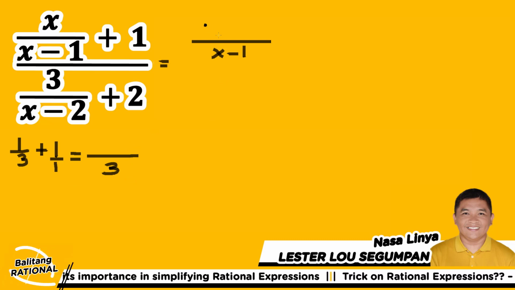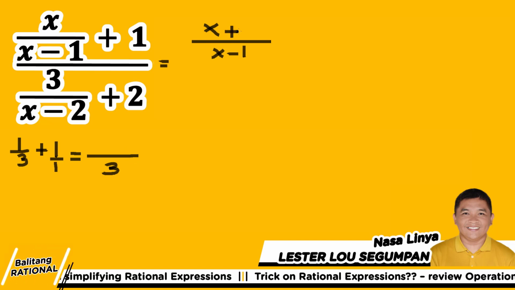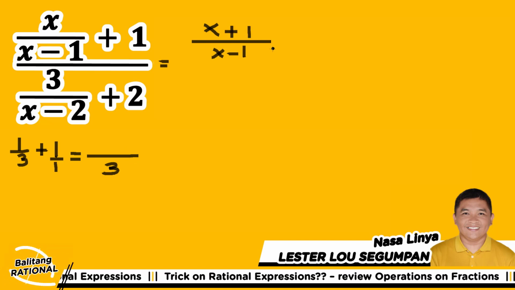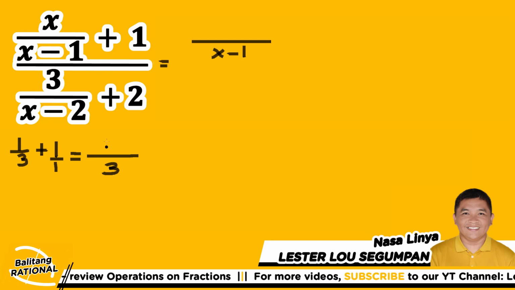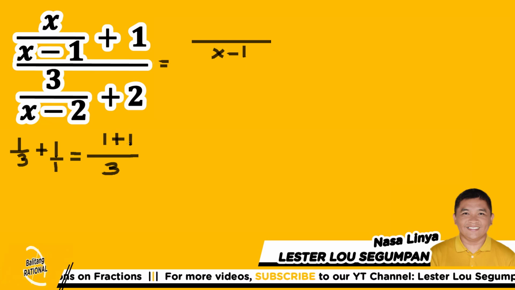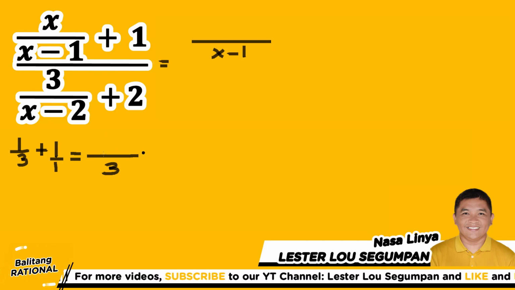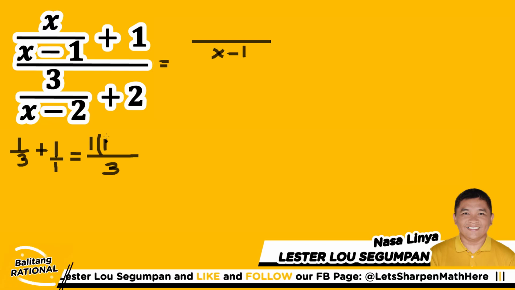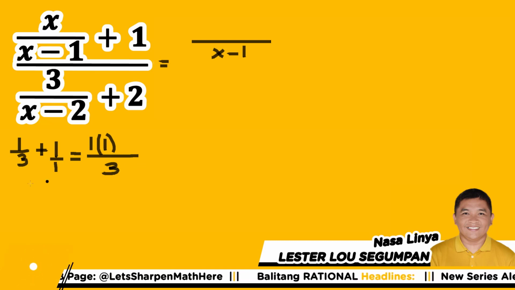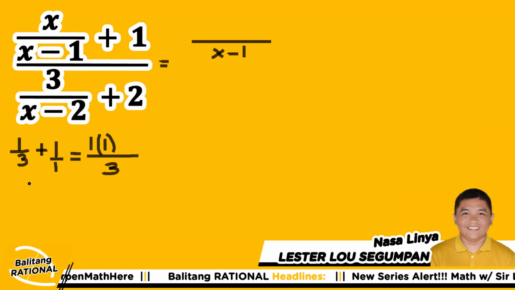Di po pwedeng x plus 1 pa rin po yung numerator dito. Kasi nga po, when we look for LCD, we are going to come up with equivalent fractions. Kagaya po dito sa baba, di po pwedeng 1 plus 1 pa rin po. Kasi nga po, LCD is 3, we are going to come up with equivalent fractions. In this manner, 3 divided by 3 is 1. That's the multiplier of our numerator 1. If you're going to look closely po, magkapareha lang po sila kanina. 1 times 1 is 1 over 3, 1/3. So we are not changing the value of the fraction.